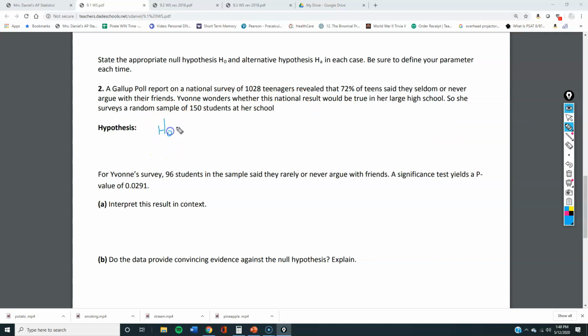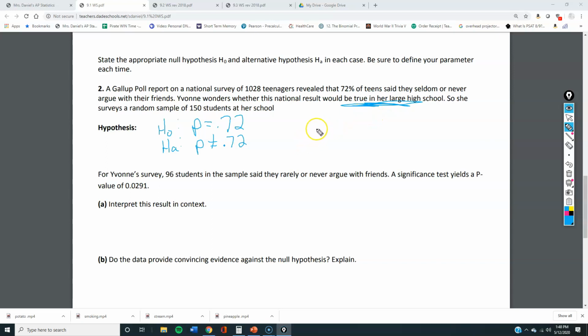We believe, or right now it is assumed, that the proportion is 0.72. But we want to test our alternative. It doesn't say less than or greater than, so p is not equal to 0.72. She just thinks it might not be true in a large high school.